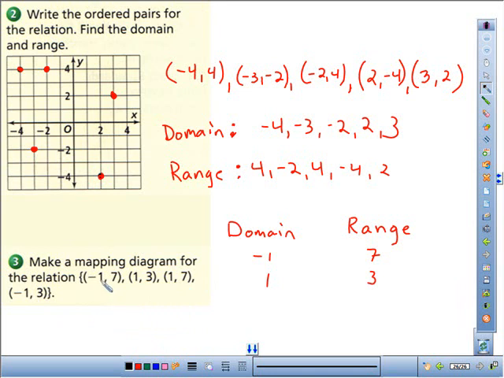So -1 goes with 7. We have 1 goes with 3. Then you also have 1 go with 7, right? And then -1 goes with 3, right? That's a mapping diagram.